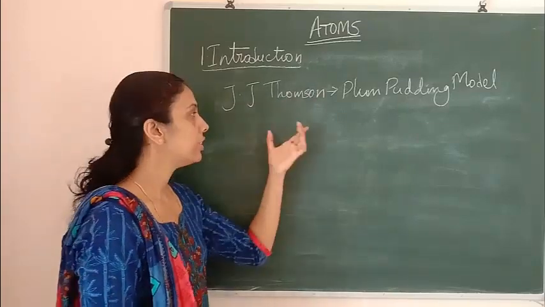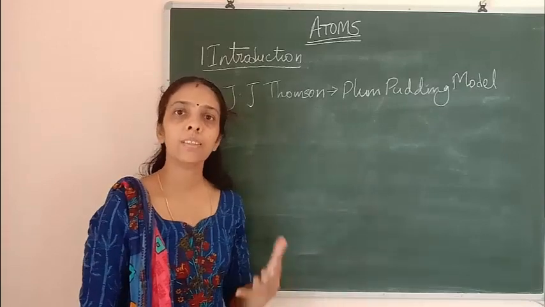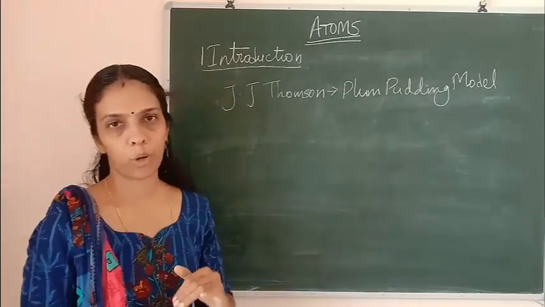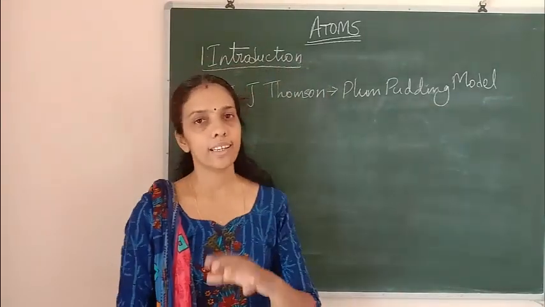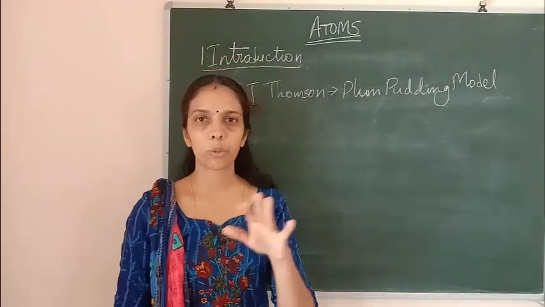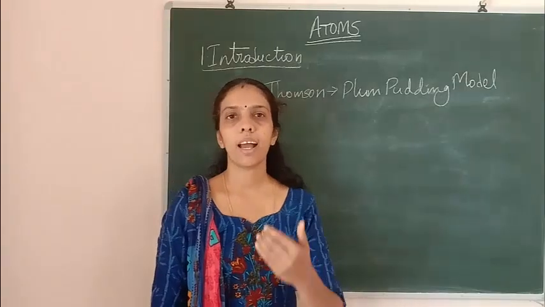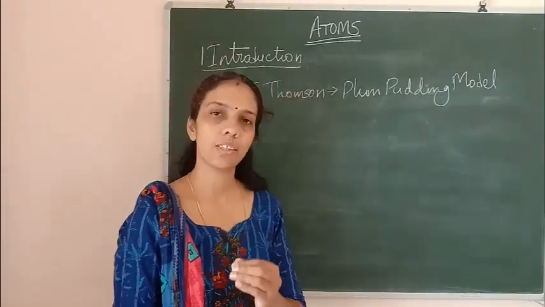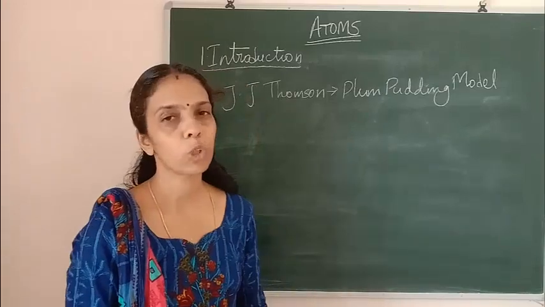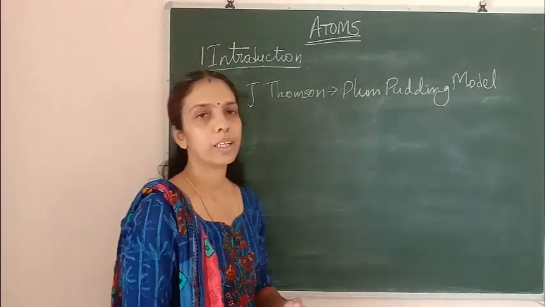As per J.J. Thomson, it is a plum pudding model. What is meant by this plum pudding model? The positive charges are distributed inside the entire volume of the atom, and the electrons are distributed as seeds in a watermelon. That is the plum pudding model.